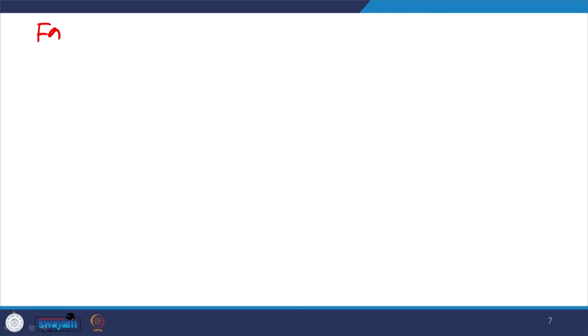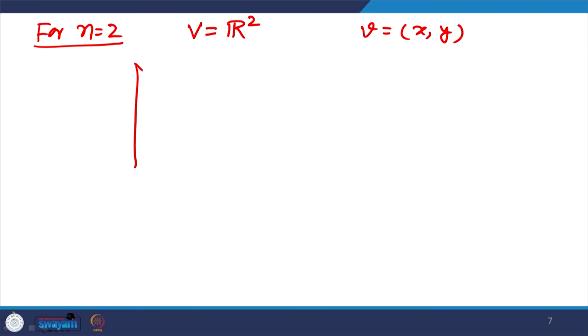Similarly, for n equals to 2, the set of vectors is R2 and the vector will be something like V equals to xy. In the coordinate plane xy, this vector will be having its tail at the origin, and suppose this is the point xy. So, this straight line joining the origin and the point xy will show the vector V.